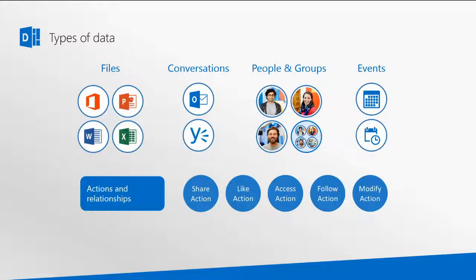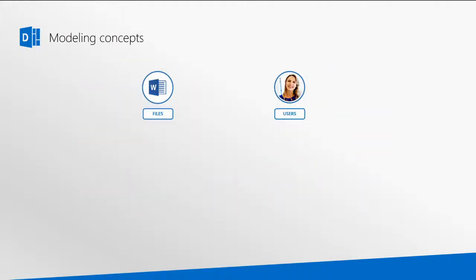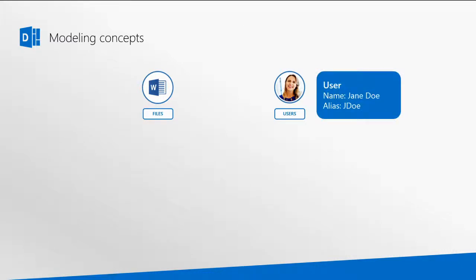So that's a little bit about what data will be in the graph and what type of data. If we go one level deeper, we'll have a number of modeling concepts in the graph. And it really starts out with some nodes, exemplified here by files, or a file and a user. So that's what we call nodes in the graph. Such a node will have different properties. So a user would have a name and an alias, maybe an email address and some other properties.